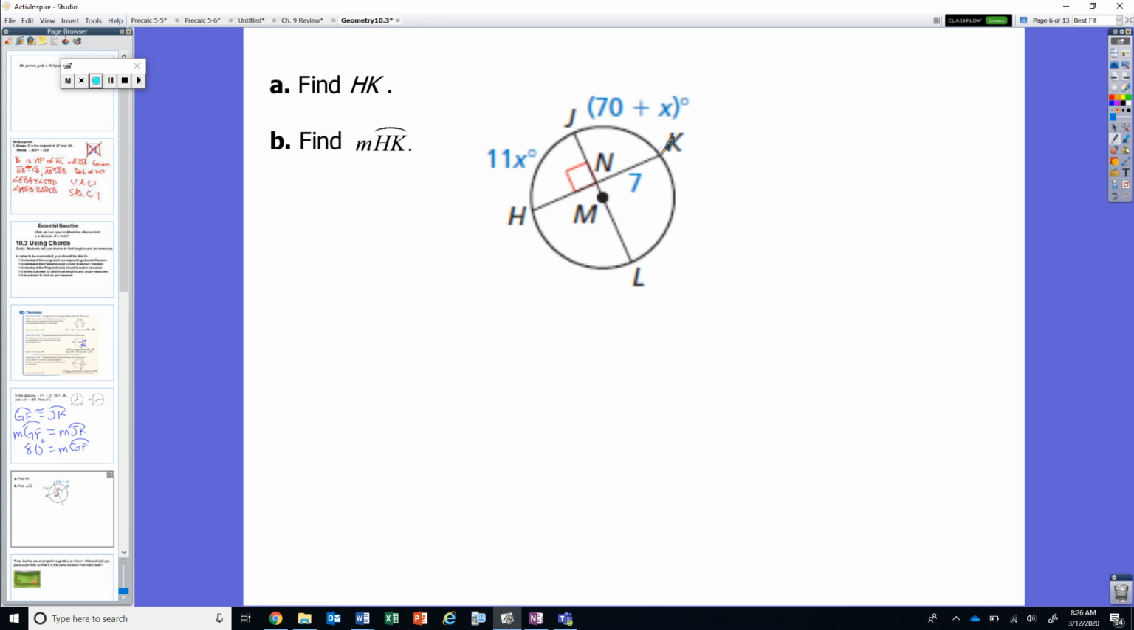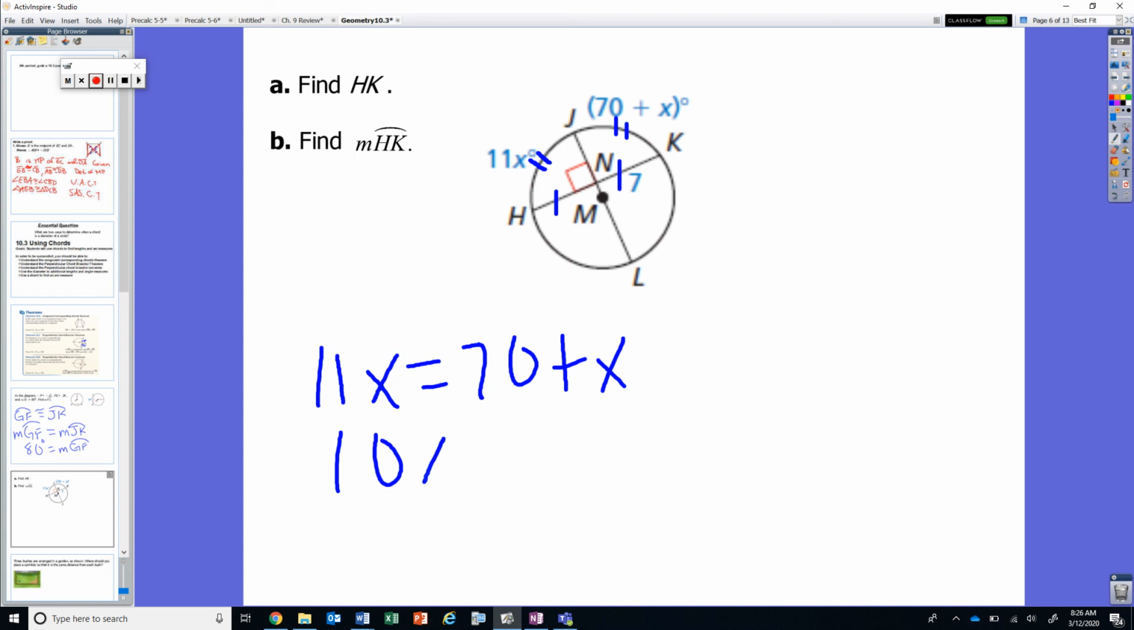Now be careful, this is not a semicircle because it does not go through the center of the circle. And so since this is the diameter and HN and NK are congruent, it means that arc HJ and arc JK are also congruent. So that means that their measures are equal to one another. So I can solve and get 10x equals 70, and x has a value of 7.